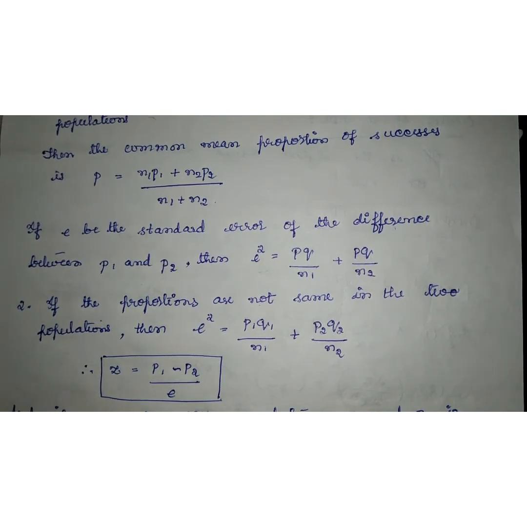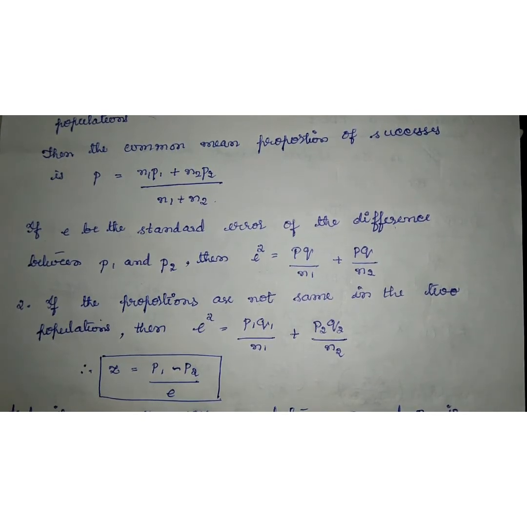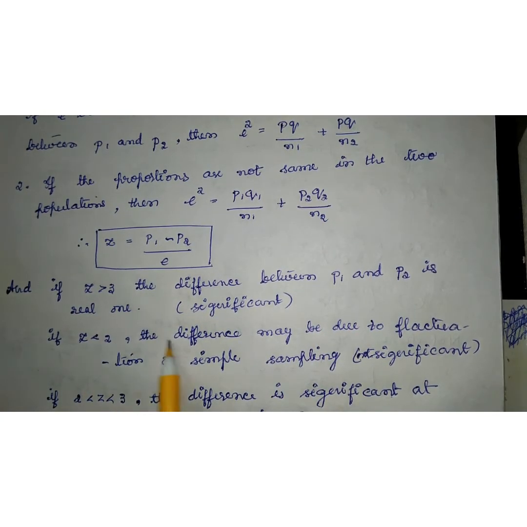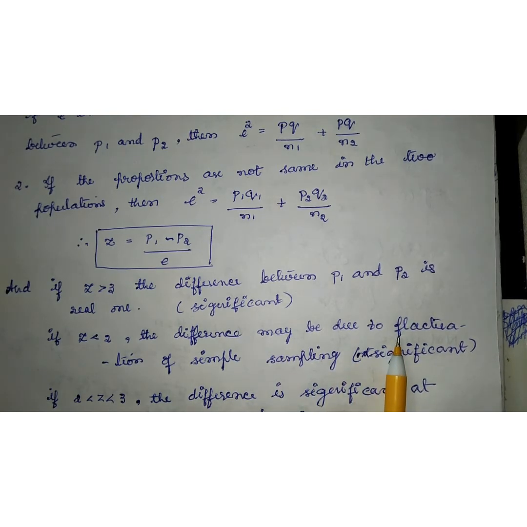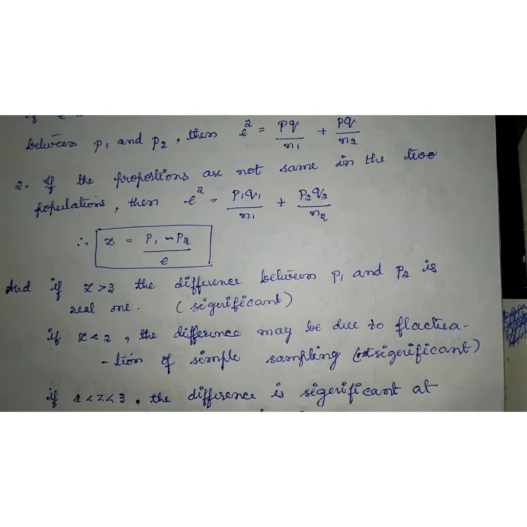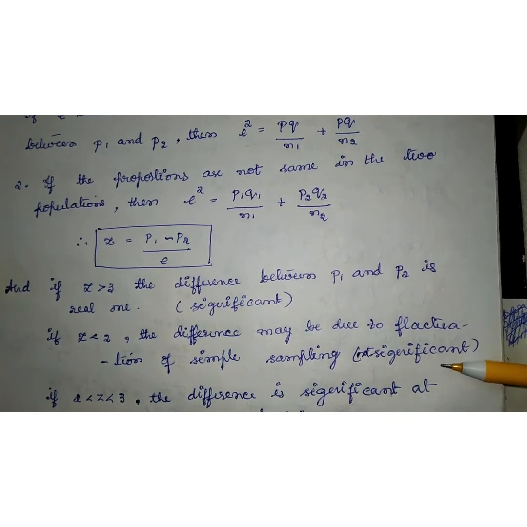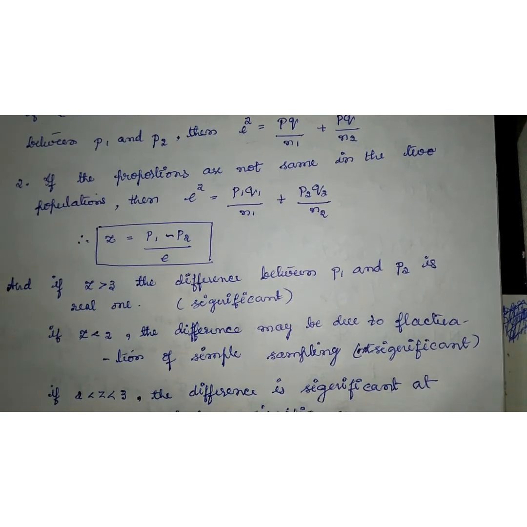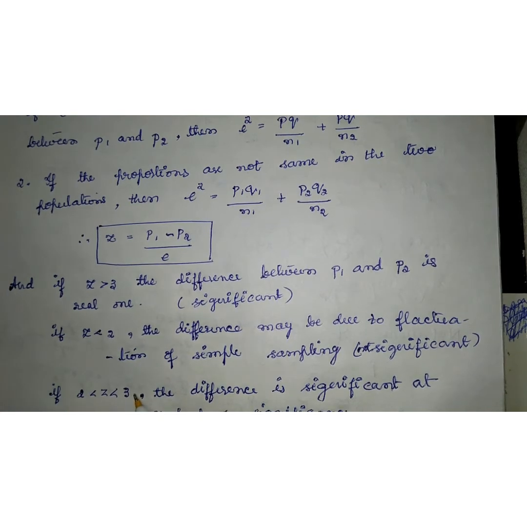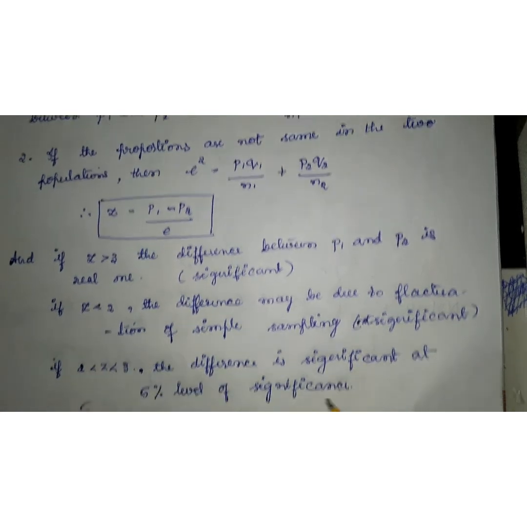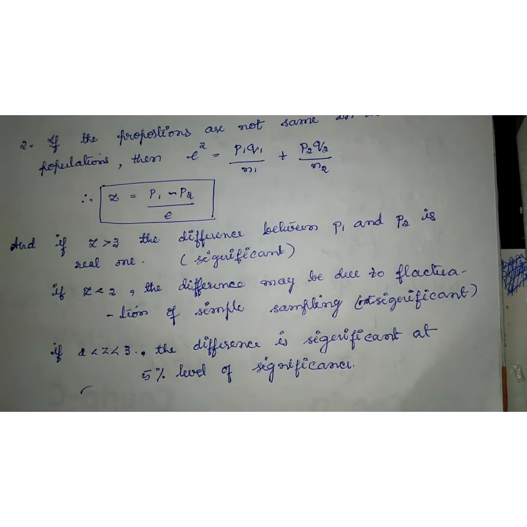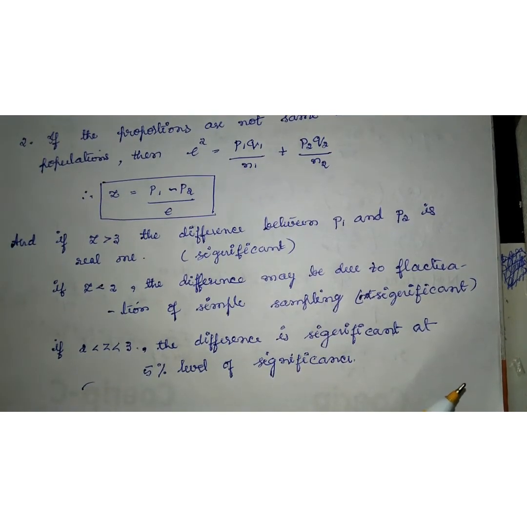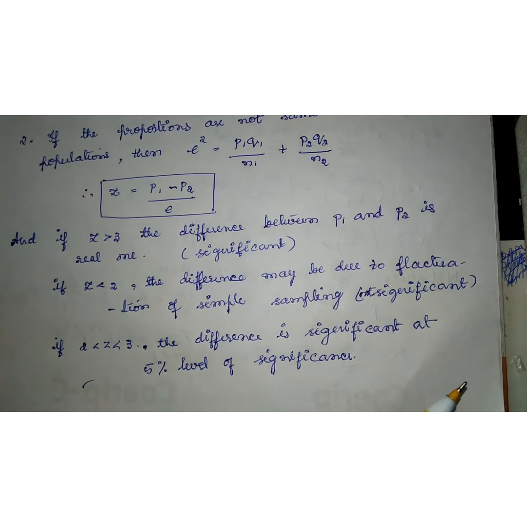If Z is greater than 3, then the difference between p1 and p2 is real, that is, a significant difference. If Z is less than 2, then the difference may be due to fluctuation of simple sampling, and you can treat it as a non-significant difference. If Z lies between 2 and 3, then the difference is significant at the 5% level of significance. So now let us solve problems on comparison of large samples.